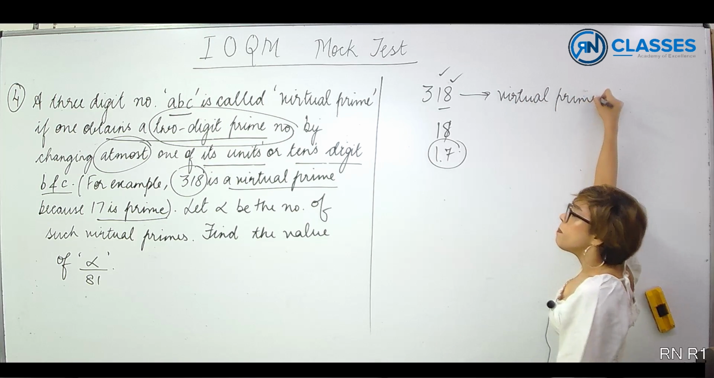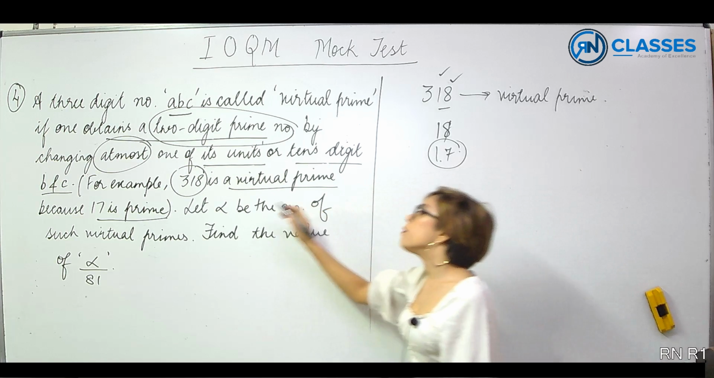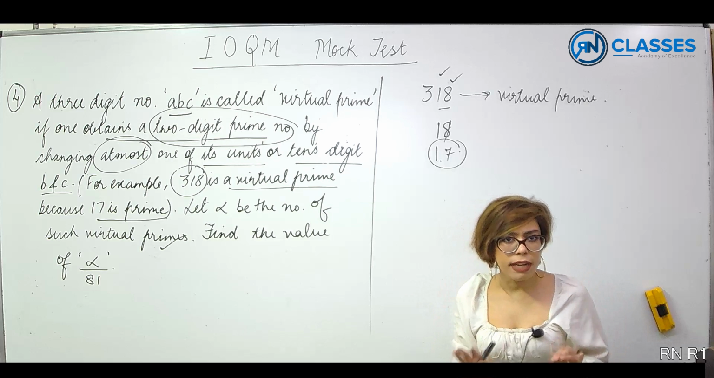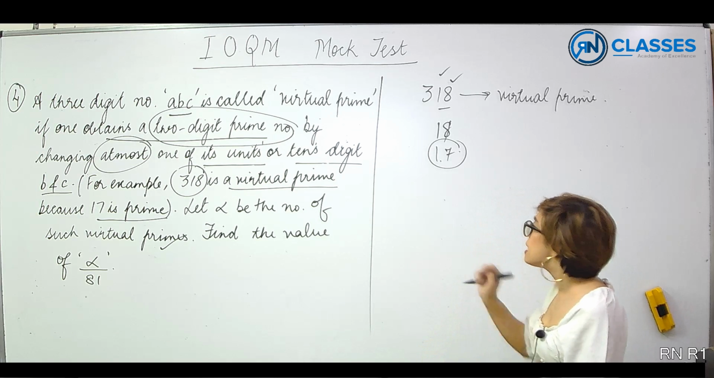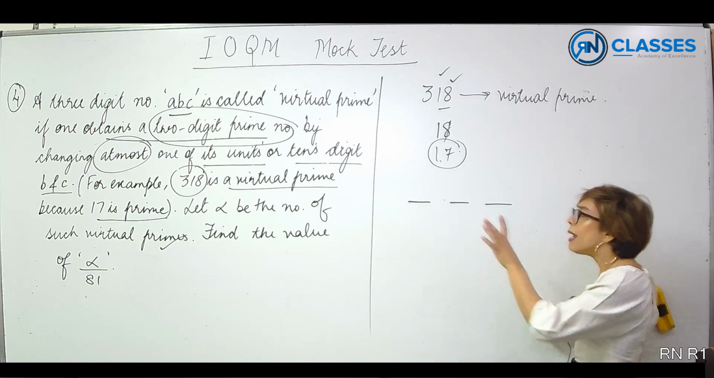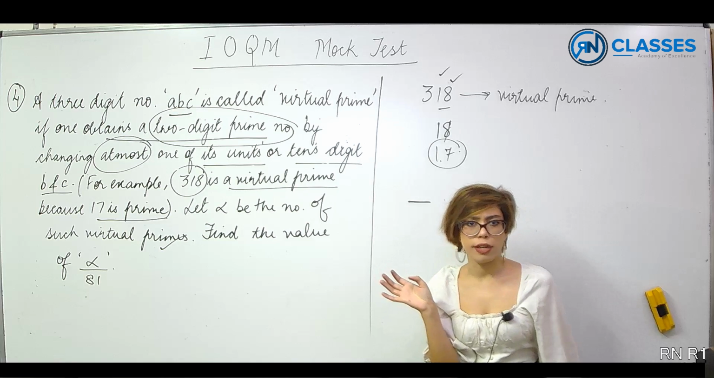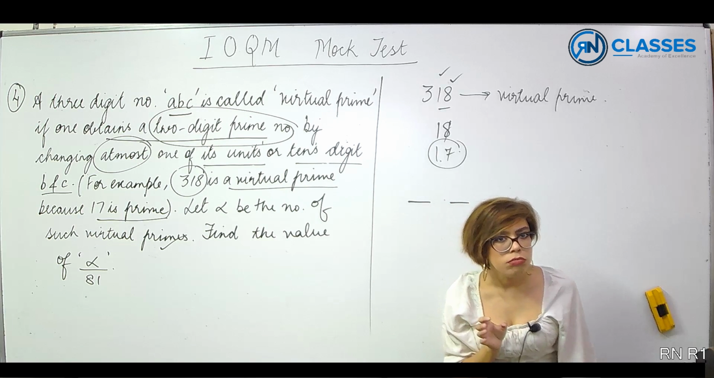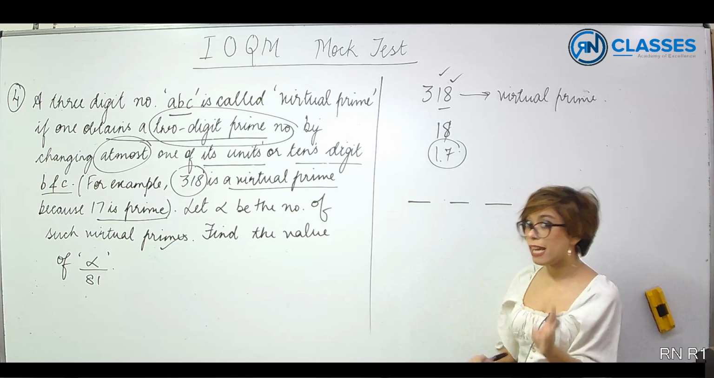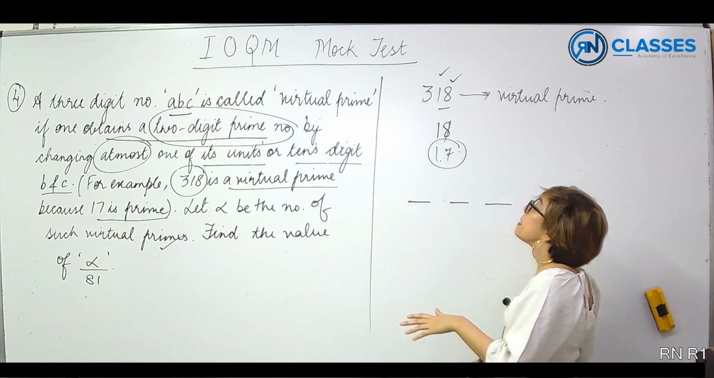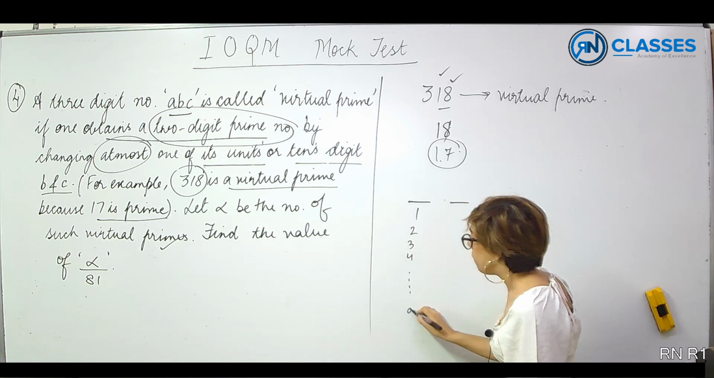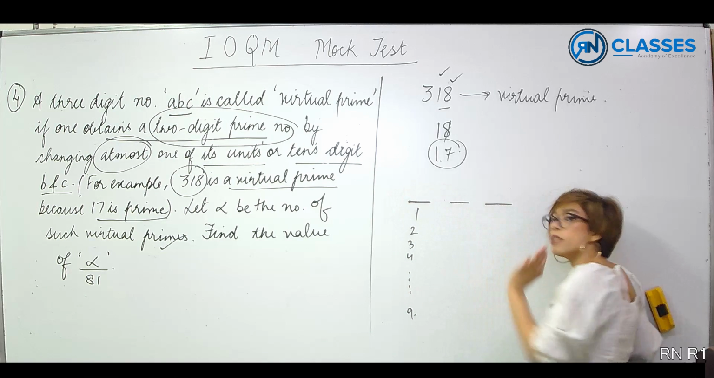Okay. Now he says let alpha be the number of such virtual primes. You need to find the value of alpha by 81. So basically I need to find alpha. I need a 3-digit number. Mind that there is no restriction on the first digit, we do not care about the first digit at all. So maybe I can put in 0? Careful, it's a 3-digit number, so obviously I cannot put in 0. That means I can put in 1, 2, 3, 4, and so on till 9. I have 9 possibilities for the first one.